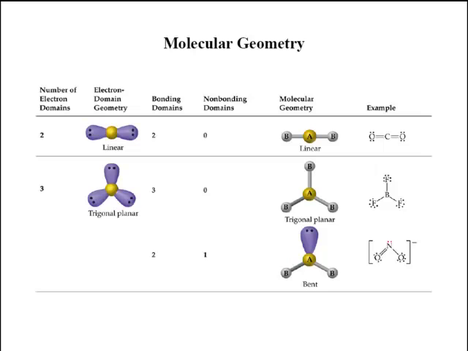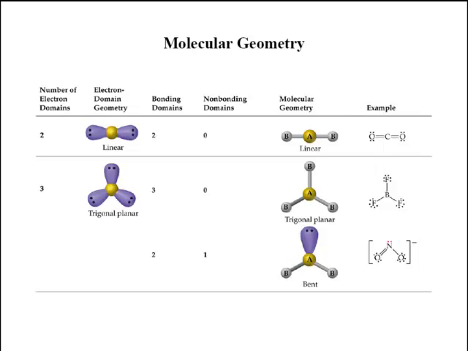If you look at the first row, number of electron domains, I have 2. The electron domain geometry is going to be linear. Bonding domains, I have 2. Non-bonding domains, I have 0, so the molecular geometry is linear. So in that case, the electron domain geometry and the molecular geometry are the same. Example of that is CO2 gas.